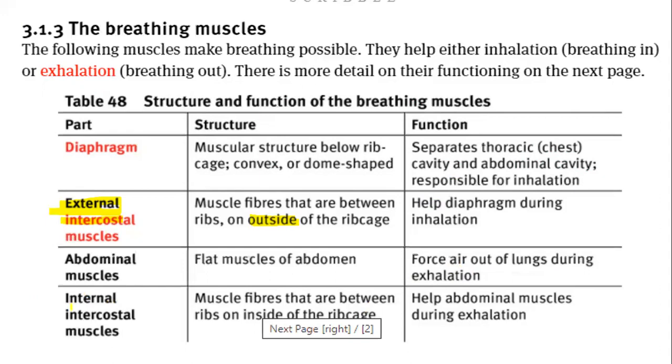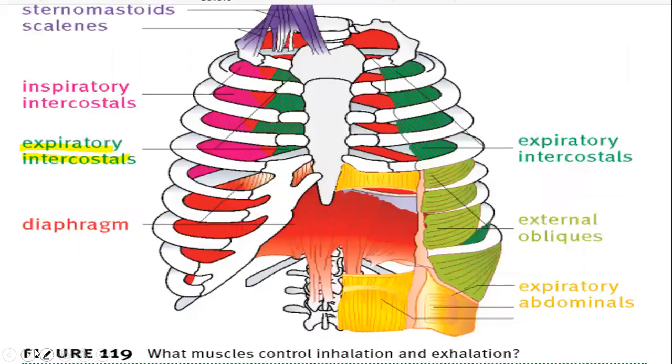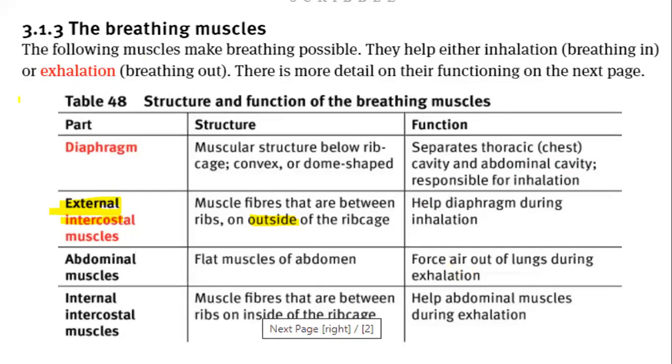Then you've got the internal intercostal muscles. They are also called the inspiratory intercostals. Those muscle fibers that are between the ribs on the inside of the rib cage. Inside, internal. Outside, it's external. You see those keywords, they will guide you.